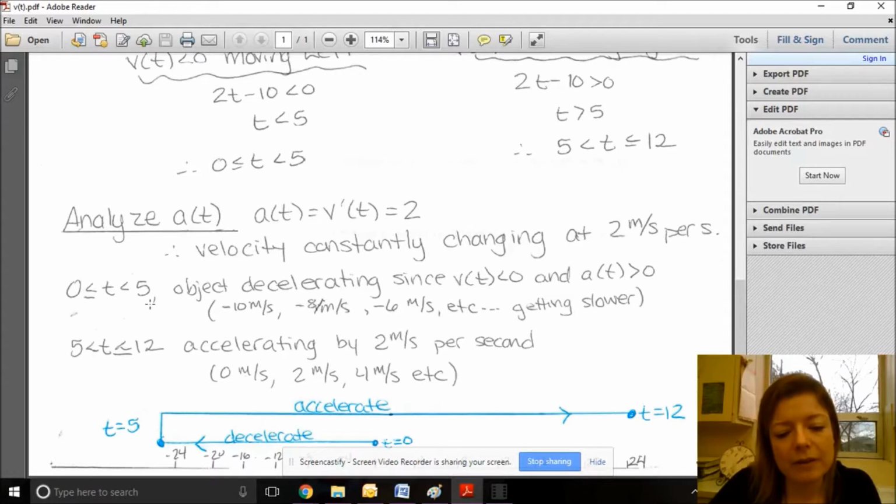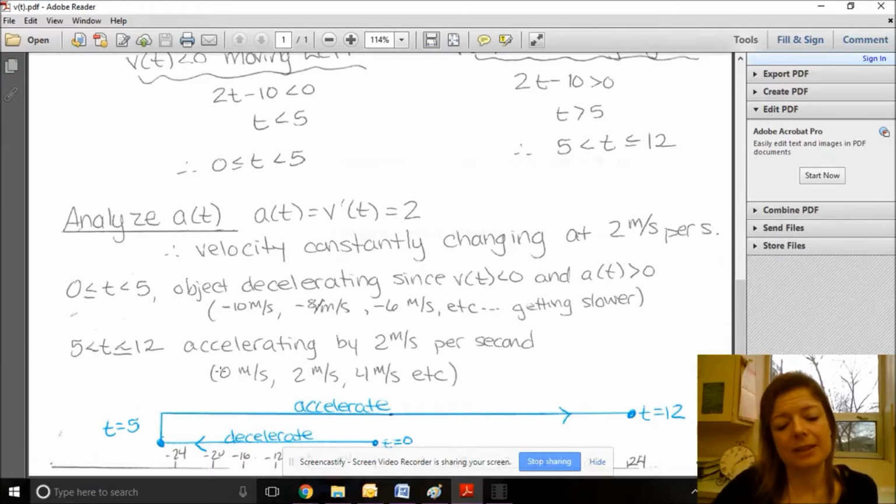Between 0 and 5 seconds, the object is actually decelerating because the velocity is negative there and the acceleration is positive. So imagine we found our original velocity to be minus 10 meters per second. Then if velocity is increasing, that means it's going from negative 10 meters per second to negative 8, to -6. So as velocity increases, the object is actually slowing down. It's getting slower and decelerating until it turns around at 5 seconds.